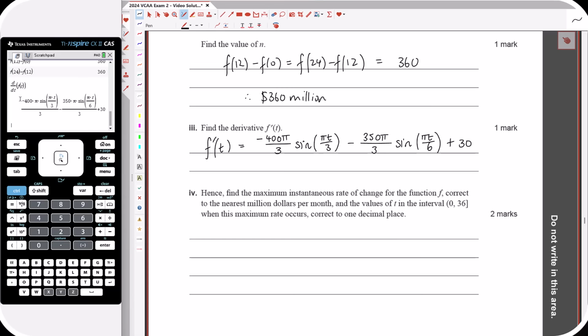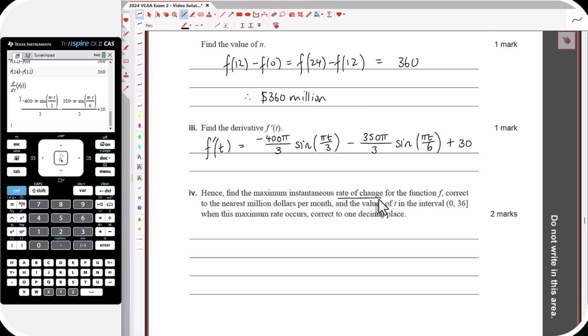Hence, meaning using the derivative, find the maximum instantaneous rate of change for the function f, correct to the nearest $1 million per month, and the values of t in the interval. Now, technically, second derivative isn't in the maths methods course, and it annoys me that they continue to ask these questions. So I like to frame it as a max-min problem. So we are trying to maximize the rate of change. So we're trying to maximize gradient.